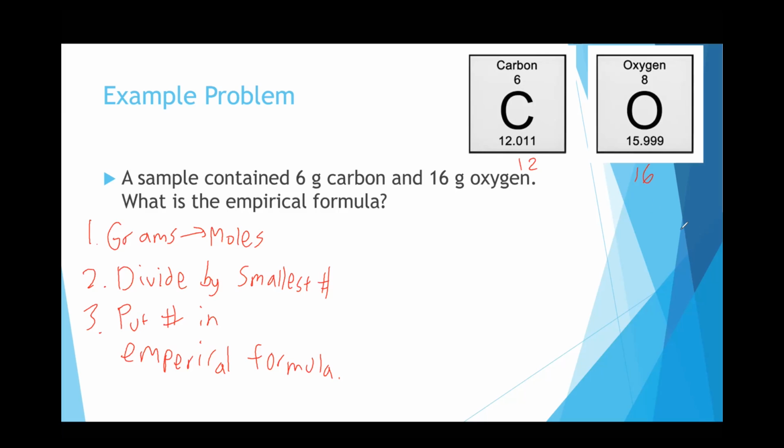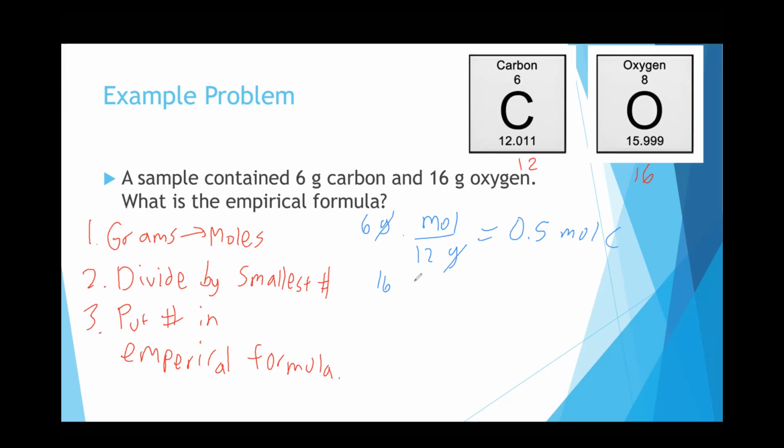Okay. So I'll start. We need to first convert grams to moles. So 6 grams, the molar mass is 12 grams per mole. That's what the 12 is. And as usual, we can cancel out the grams. So we can get 0.5 mole of carbon.